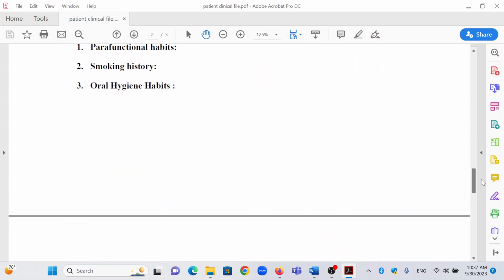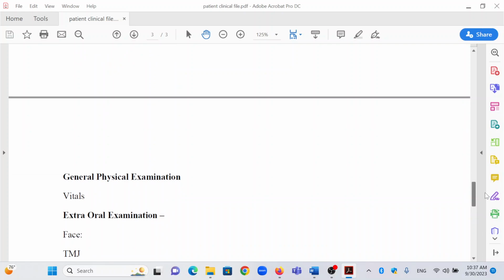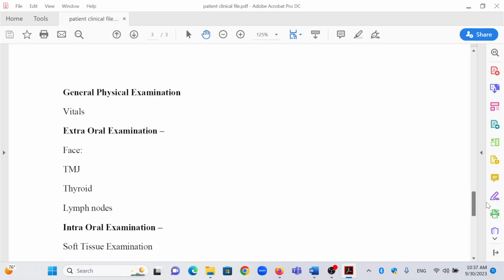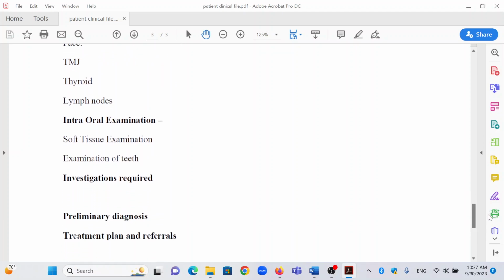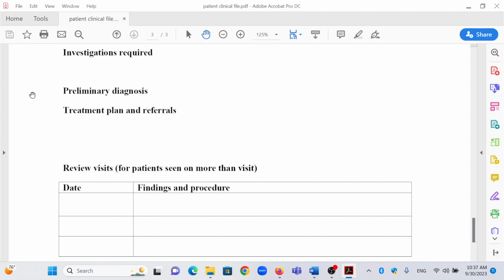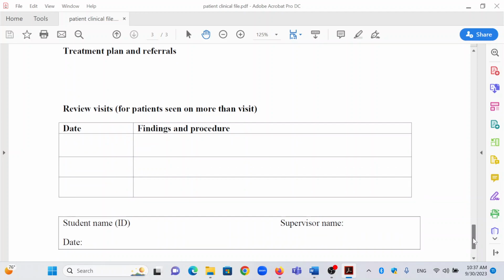The second part of the patient record is actually the examination or the clinical part, which is usually done by the operator or the practitioner or the student. The last part, which is the treatment plan, referrals, and diagnosis, these decisions should be obtained by dialogue between the patient and the physician or the practitioner.